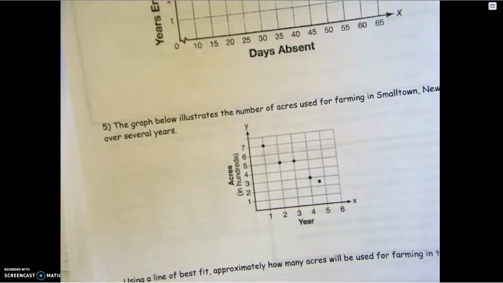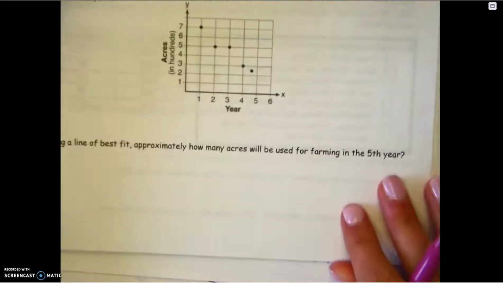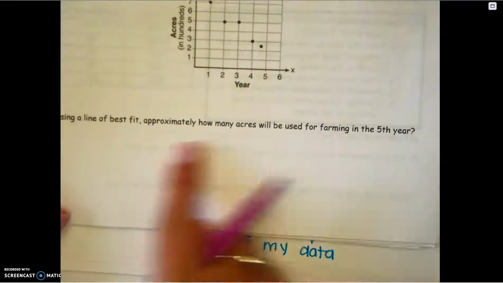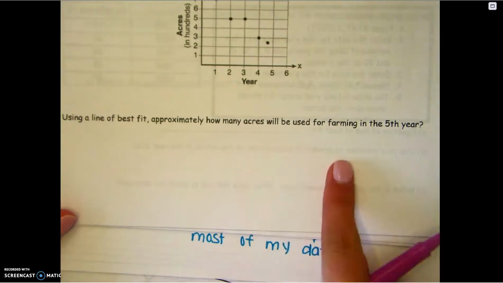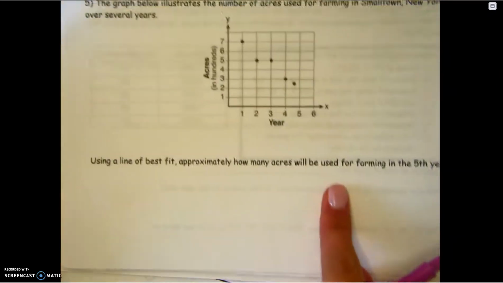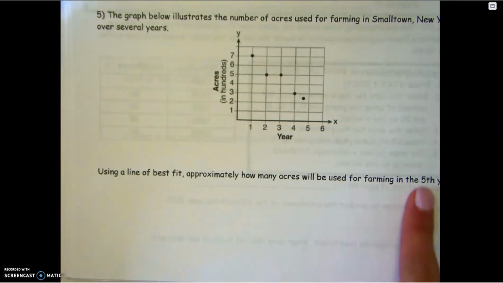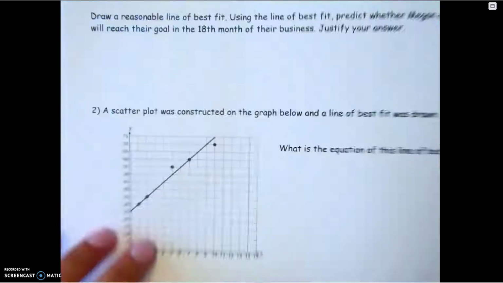And then the rest of the practice is just practicing line of best fit. And then this has you predicting based off your line of best fit. So you're going to want to draw your line of best fit for number 5 and then use your equation to predict for the 5th year. Okay? If you have questions, let me know.